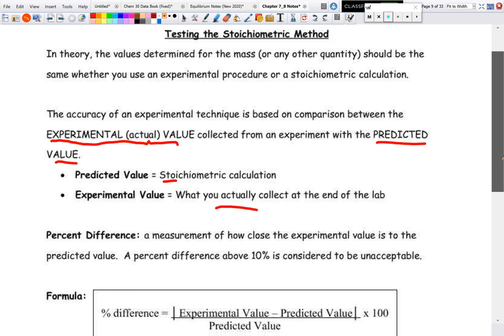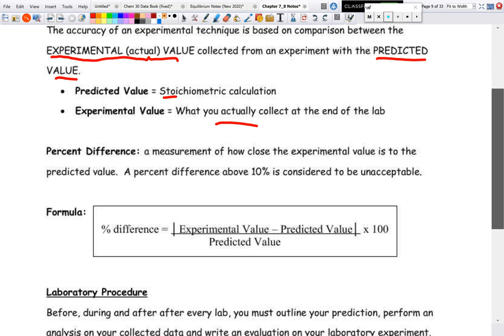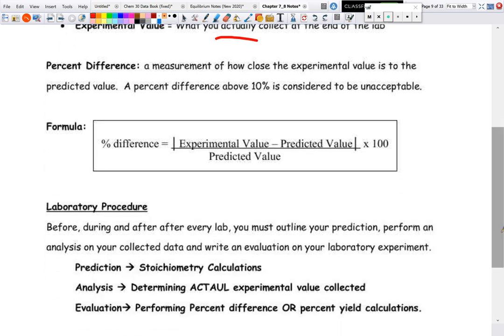So one of the things that we're going to do to measure how effective our laboratory techniques are is something called the percent difference. This is a measurement of how close the experimental value is to the predicted. A percent difference above 10% is considered to be unacceptable. We're going to be looking at that, but depending on the lab, we can get a little higher than that, and that's okay.